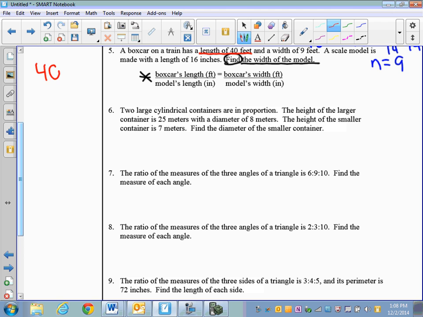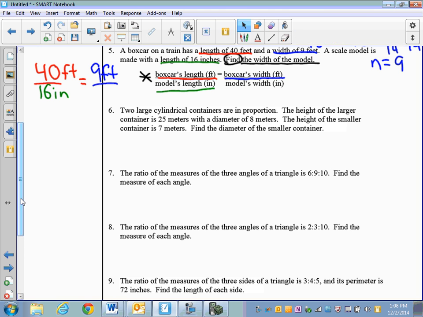We're going to have 40. That was the boxcar's length in feet over the length in inches. So 16 inches. So I need to label that feet. That's going to be equal to the boxcar's width in feet. So that was 9 feet. And I need the width of the model. The model's width, well, that's what I'm looking for. That's defined. So that's x inches.